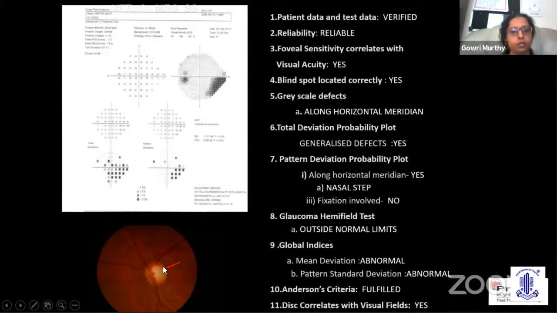Yes, because here you are seeing some amount of superior rim loss, which is correlating with the inferior nasal visual field defect that you are seeing. So here again, this patient definitely has glaucoma, and this field is a proper one for a baseline field.